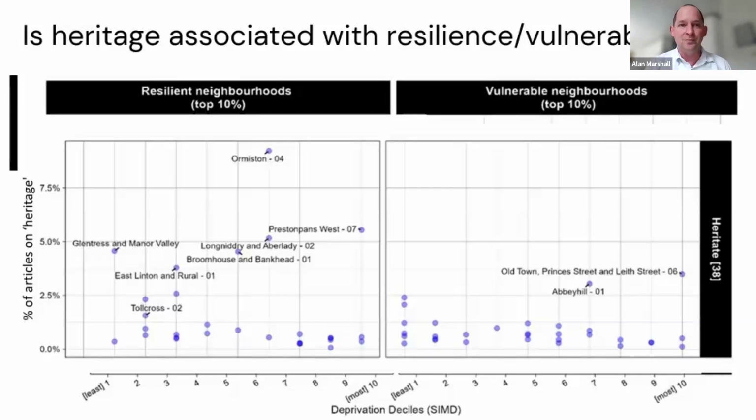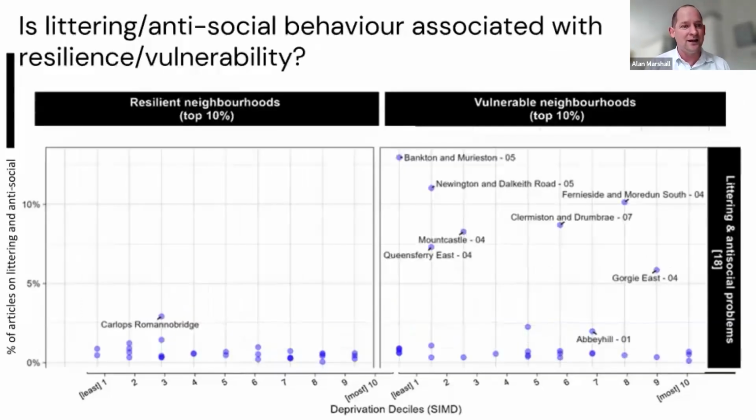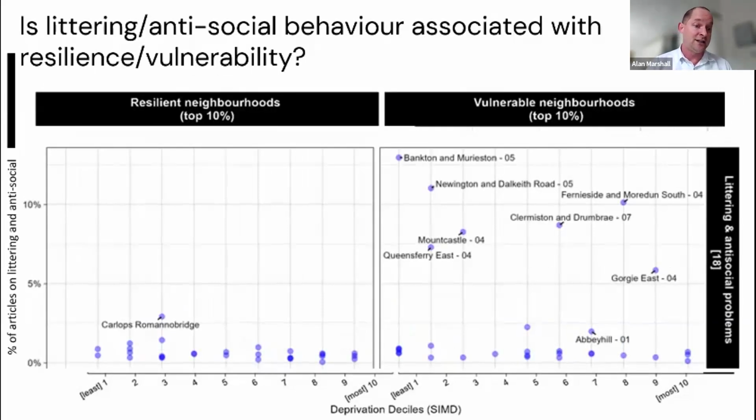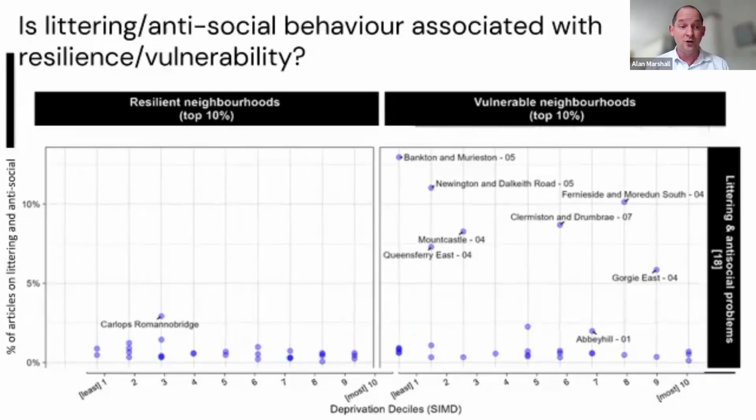How about antisocial behaviour? Well, we see a similar kind of intuitive and plausible result here. Again, the resilient neighbourhoods on the left tend not to have high percentages of articles on littering and antisocial behaviour, whereas in contrast, the vulnerable neighbourhoods do tend to see high percentages of newspaper articles on this kind of low-level antisocial behaviour.